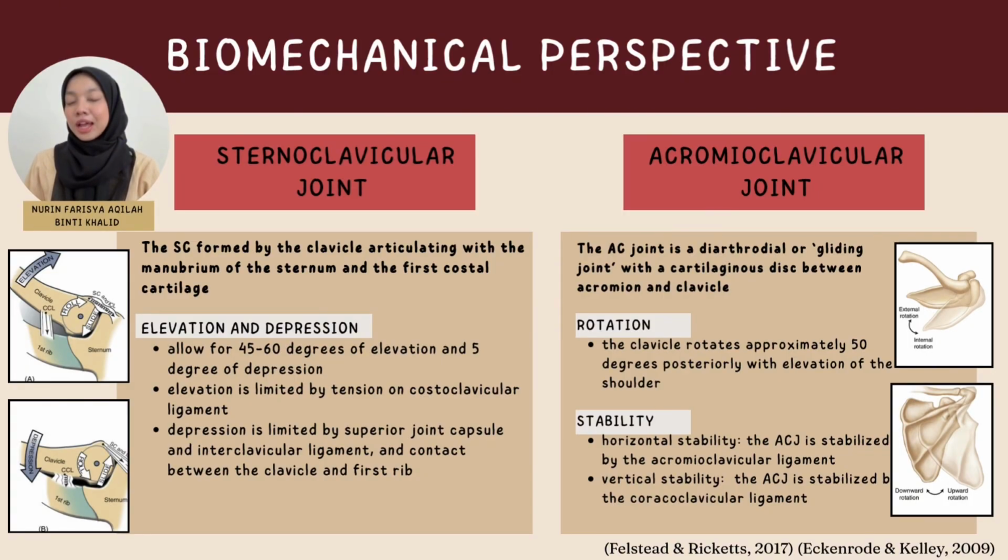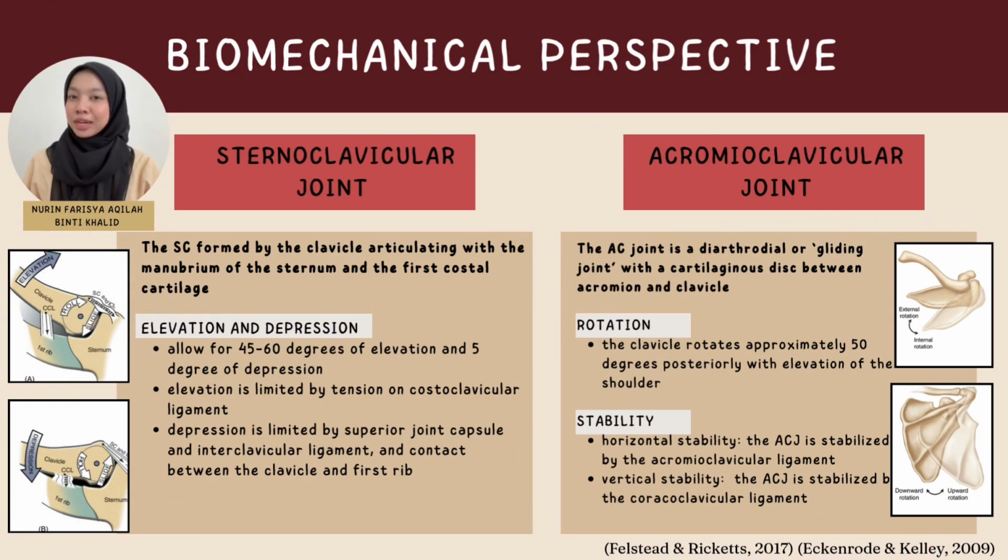Apart from that, elevation is limited by tension on the costoclavicular ligament, while depression is limited by the superior joint capsule and interclavicular ligament. And lastly, the acromioclavicular joint. This joint is a gliding joint with a cartilaginous disc between the acromion and the clavicle. So most of the movement at the SCJ is a rotation movement.